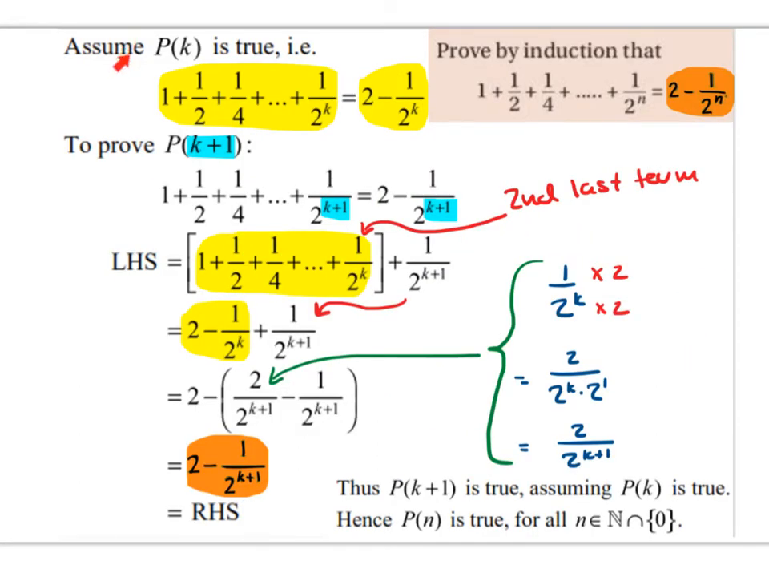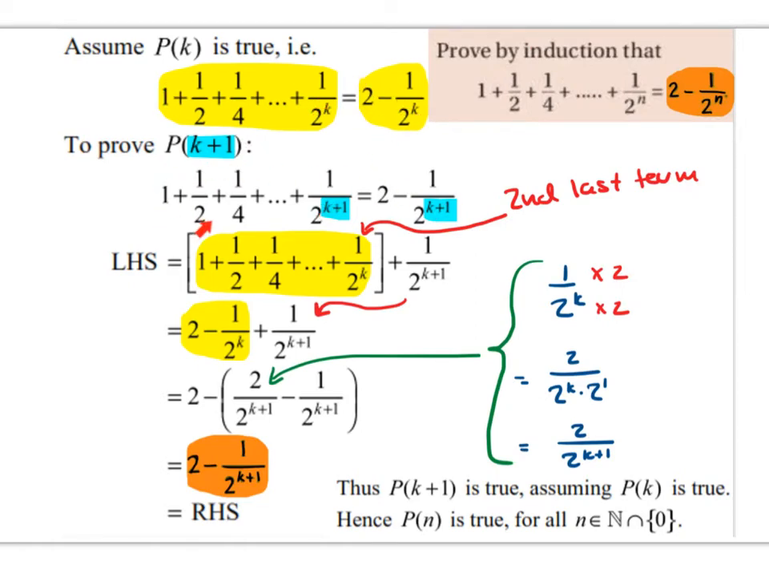So next we assume that P of k is true, i.e. 1 plus a half plus a quarter plus ... plus 1 over 2 to the power k is equal to 2 minus 1 over 2 to the power k. So basically just wrote out the question again and swapped each of those n's for k's. So we assume that this is true, and next we prove that P of k plus 1 is true.